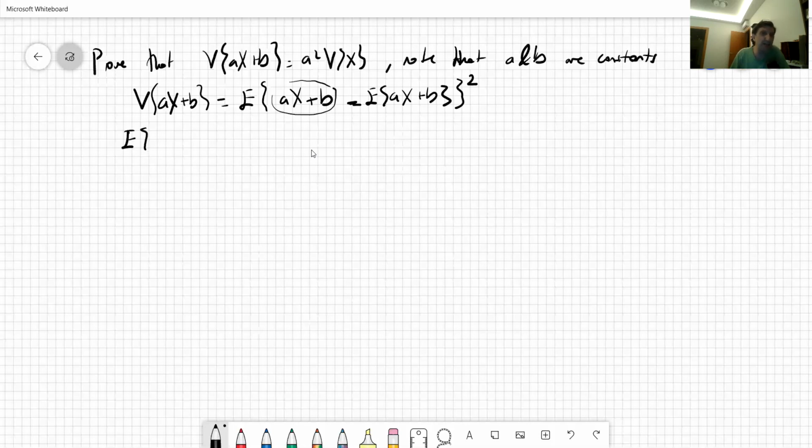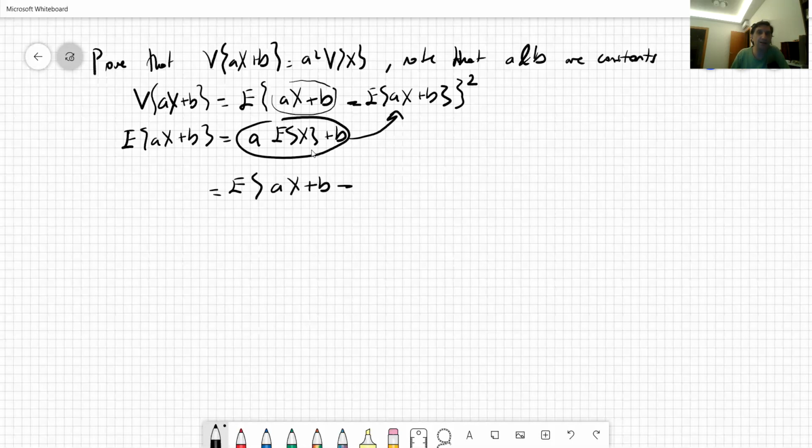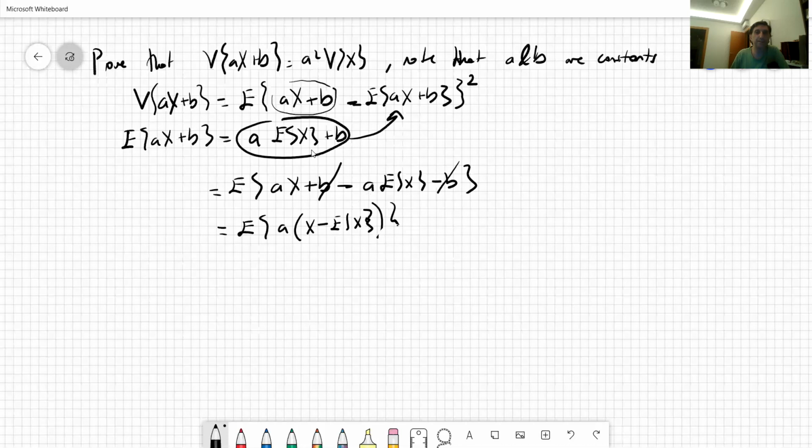Now, in the lecture, I have shown you, using the summation formulation, that this expression is actually equal to a times the expected value of x plus b. Now, if we replace this value, it's going to be equal to ax plus b minus a times the expected value of x minus b. And now b will cancel and we end up with this expression. All right, too many parentheses becomes a bit confusing.